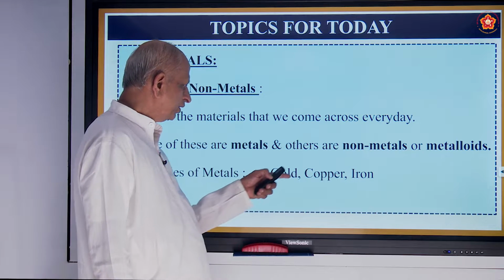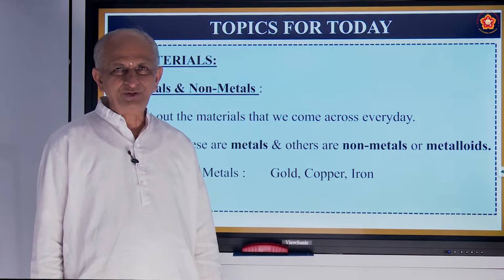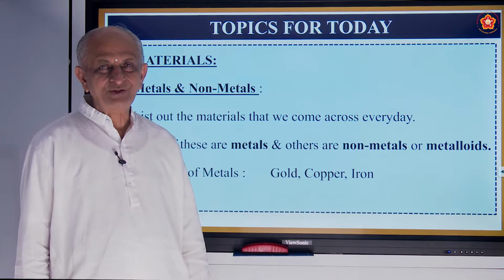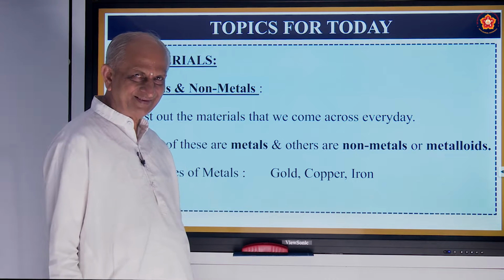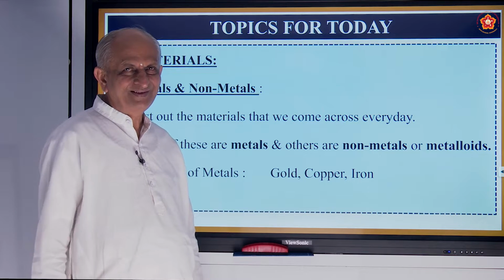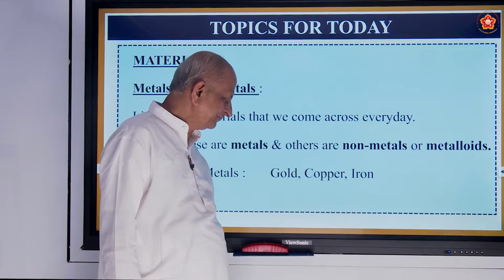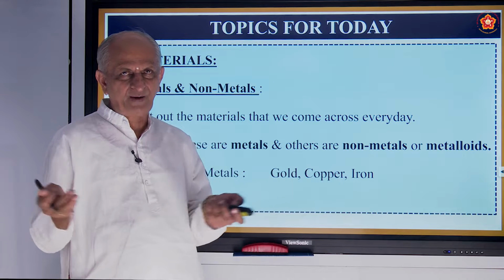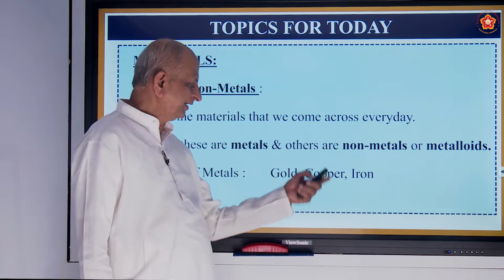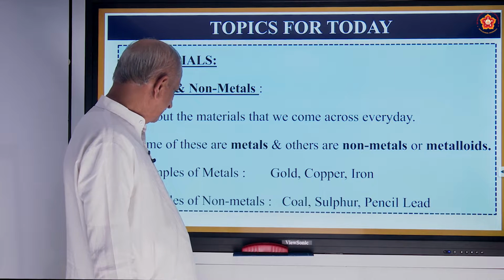So gold, copper, iron, etc. Where is gold used? It is used for ornaments. Girls know very well. They have got different ornaments made up of gold, correct? Copper vessels, they are made out of copper, correct? Iron, in the nails they use iron, correct?